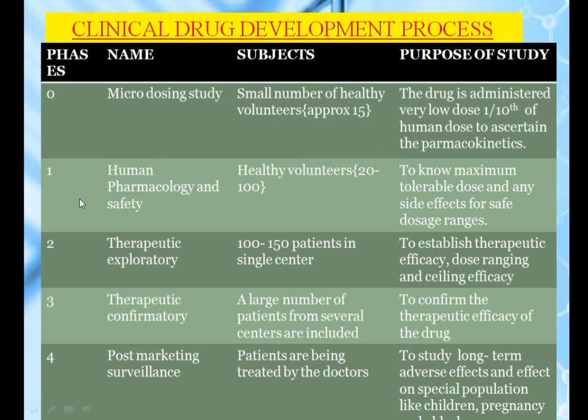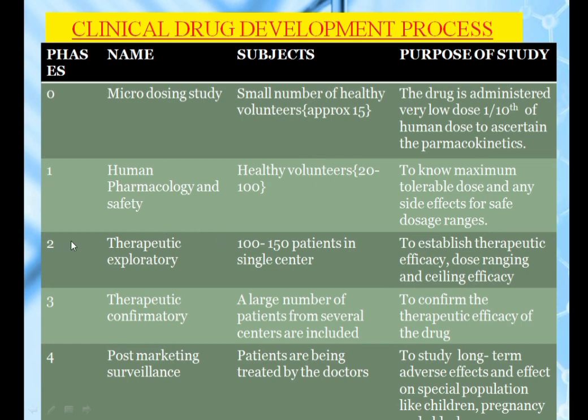And next is phase 1. Phase 1 we also call the human pharmacology and safety study. Here, healthy volunteers, around 20 to 100, are considered. We do this phase 1 to know the maximum tolerable dose and any side effects from the normal safe dosing range.